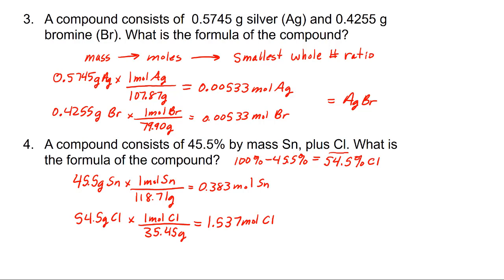Using the molar mass of each substance will allow us to calculate the relative number of moles of both tin and chlorine. Now we need to take the step of dividing through by the smallest number to calculate the relative number of moles of each one in whole number terms. Once we do that, we can see there's 1 mole of tin and 4 moles of Cl, so the formula of the compound must be SnCl4.